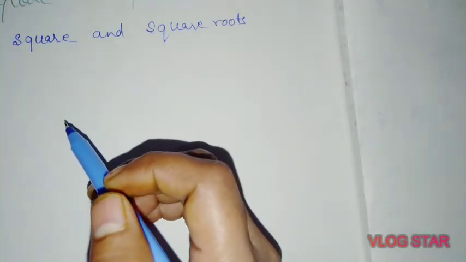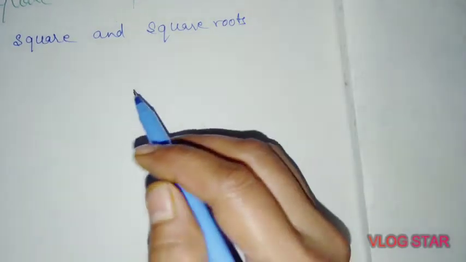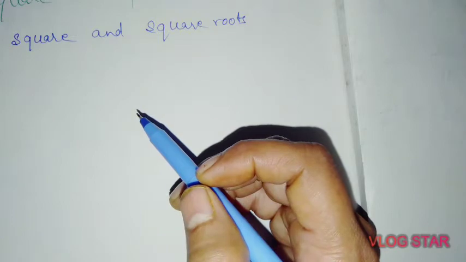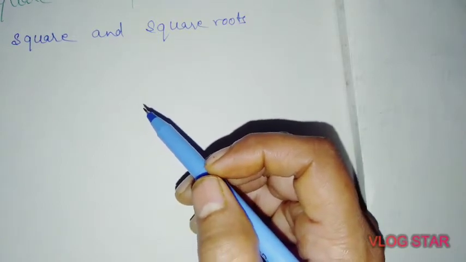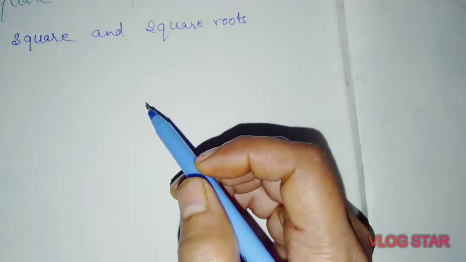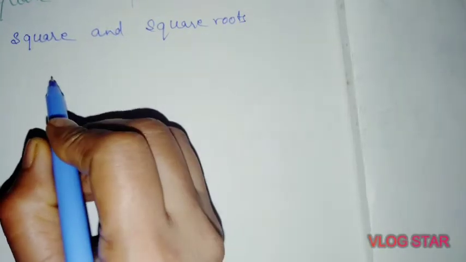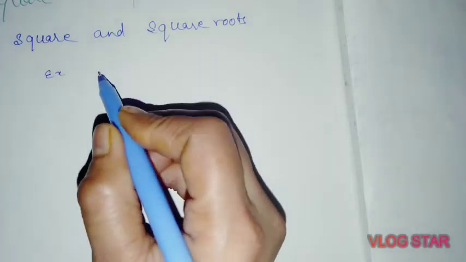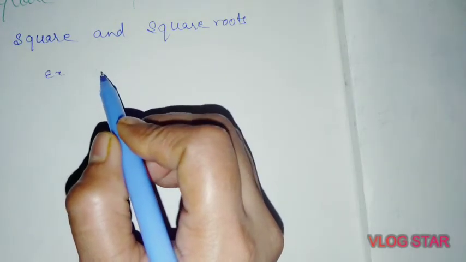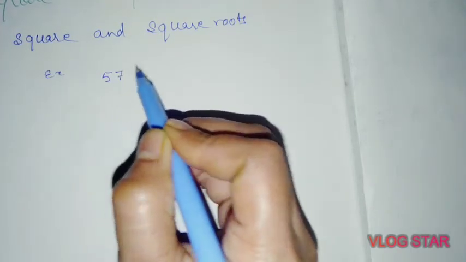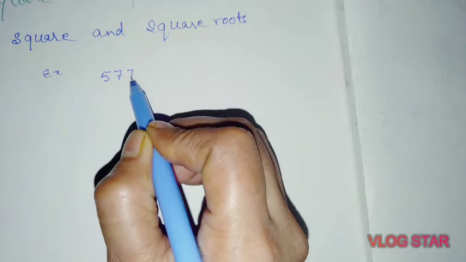Square and square roots, children. Now today I'll be telling you the long division method to find the square root of a number. I'll be giving you two examples so that it will be clear how we have to find the square root of a number.